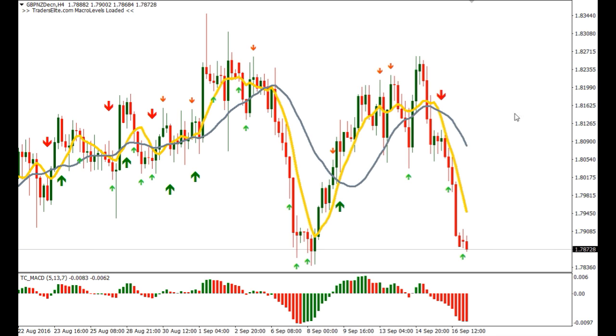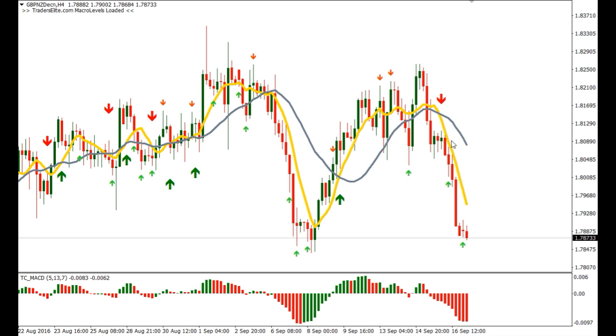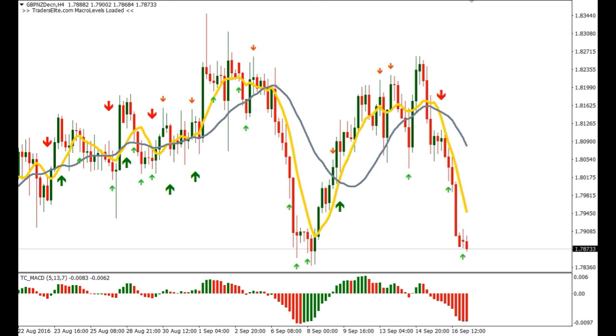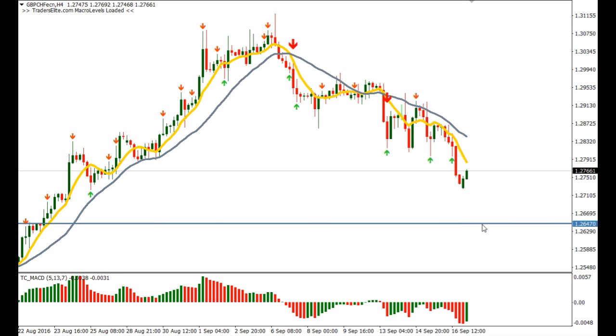Just bring that back to here. But for now, we issued a signal late last week, and it's gone extremely well for us. So for now, I wouldn't be looking at anything other than short. Pound Swiss, that is certainly not looking as strong, but certainly downward.